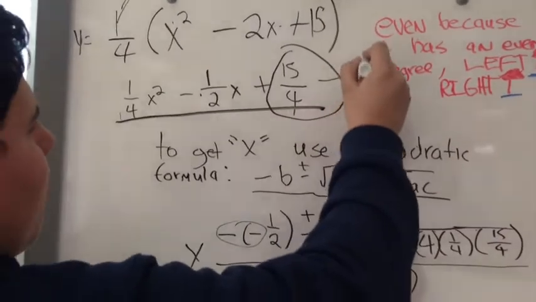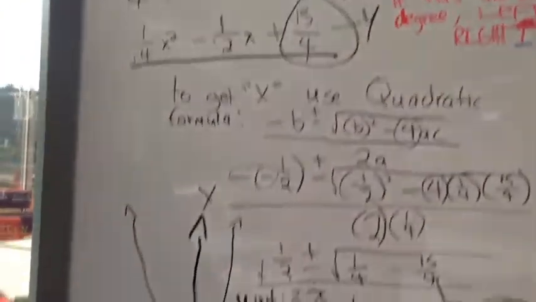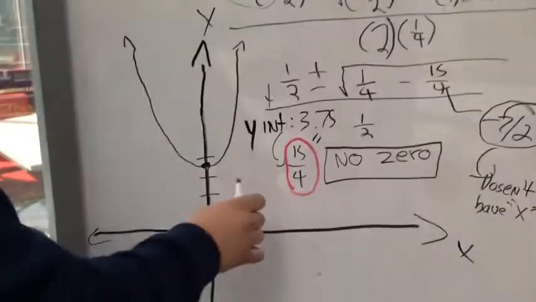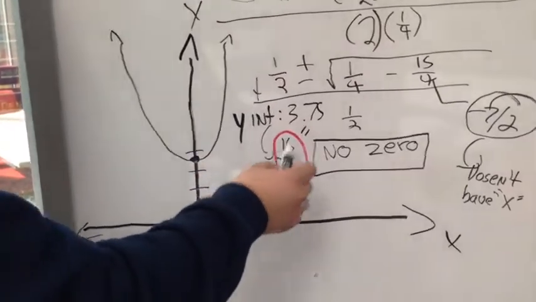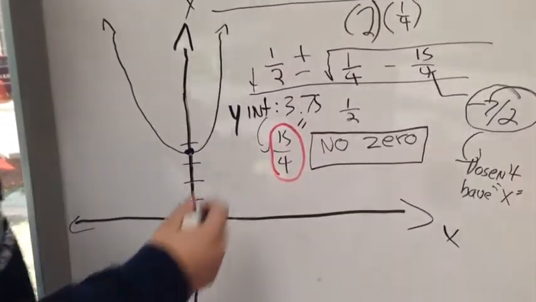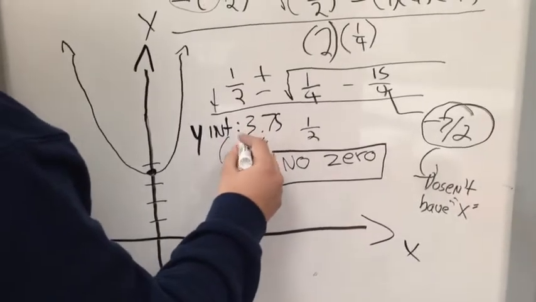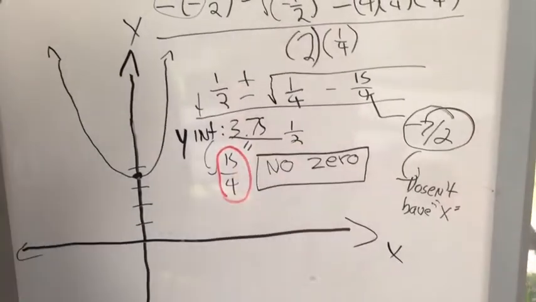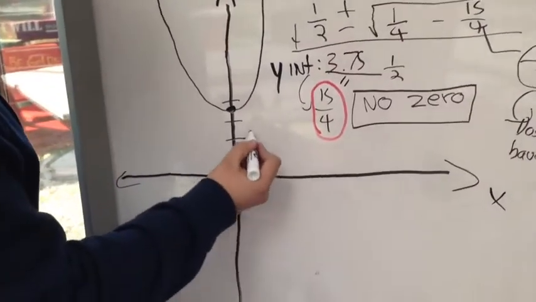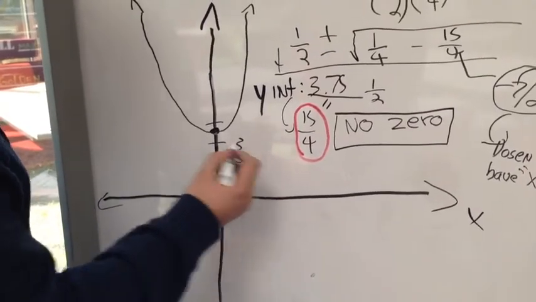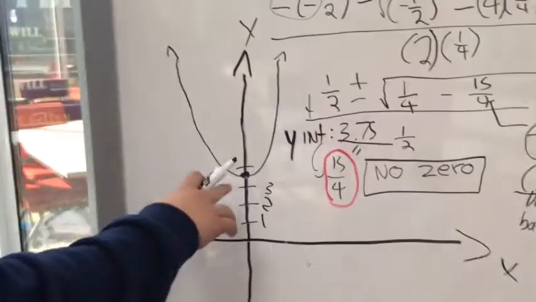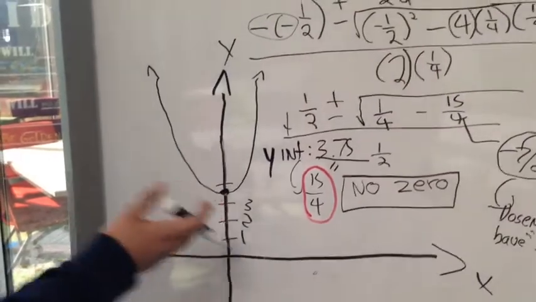This is our y-intercept. As you can see here, to put it in a graph, we have to turn it into decimal points. So our decimal point is 3.75. Here is 1, 2, and 3, and this is more or less 7.5. So this is our graph.